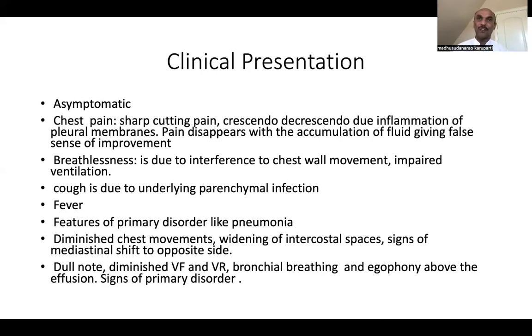When there is a large effusion, there could be signs of mediastinal shift with the tracheal shift and the apical impulse shifted to the contralateral side. There could also be a widening of the intercostal spaces in large pleural effusion. Well, this is the clinical presentation which will help you to make the provisional diagnosis of pleural effusion. Then go about to confirm the diagnosis with the laboratory evaluation before you treat the patient actively.